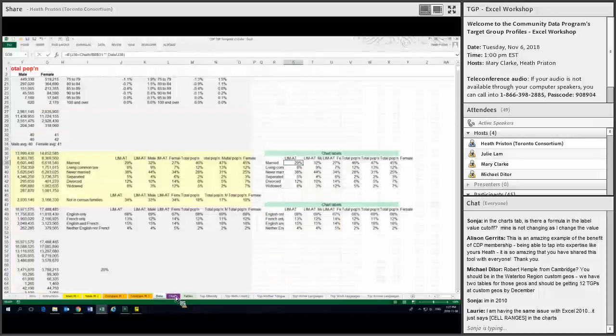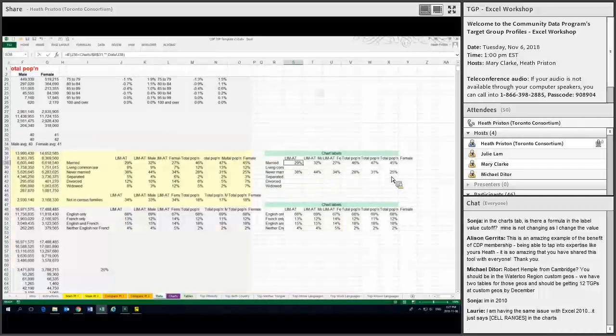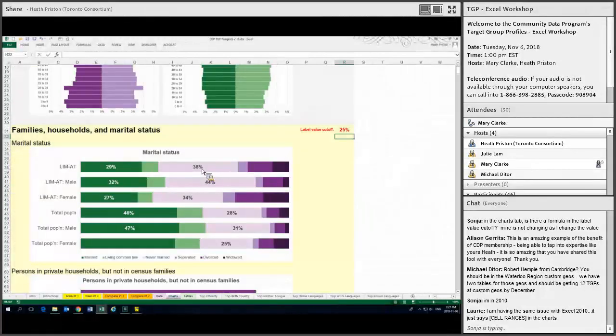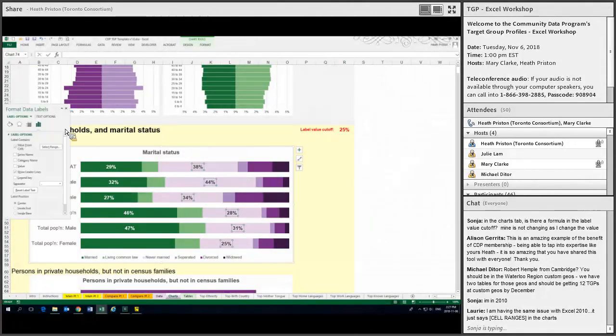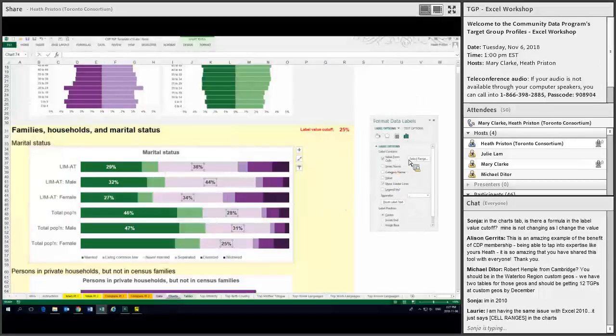I can show you essentially the way that it's working. The way that it works is, let's see, we're looking at marital status here. If I scroll all the way over here, I've got an extra piece called chart labels. And really what this is doing is saying, if this value here is less than what I entered over here as my cutoff value, then don't show it.